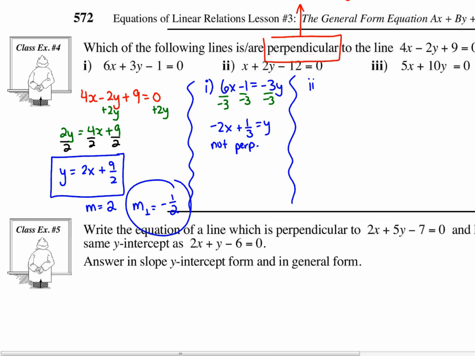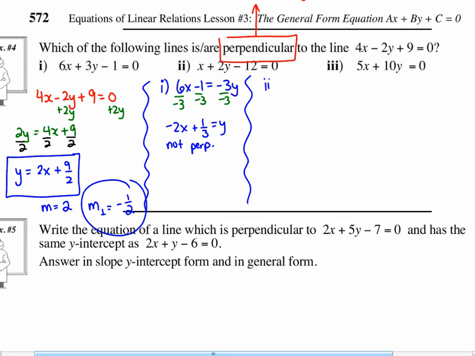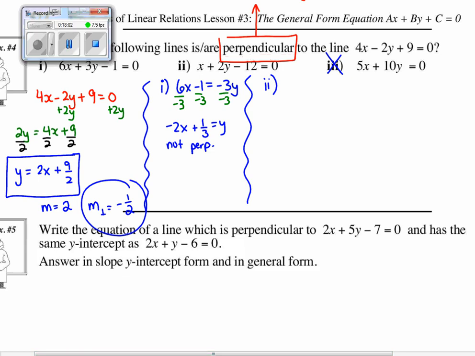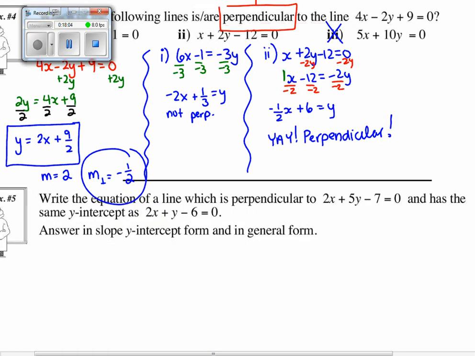Second guy. Try the second guy, find out if it's perpendicular. We'll skip the third. Make it y equals mx plus b. Tell me if it's perpendicular. Gretch put this. So 2 is perpendicular. If you want to try 3, it is also perpendicular. It'll also give you a slope of negative 1/2. I'd like you to give this a shot.